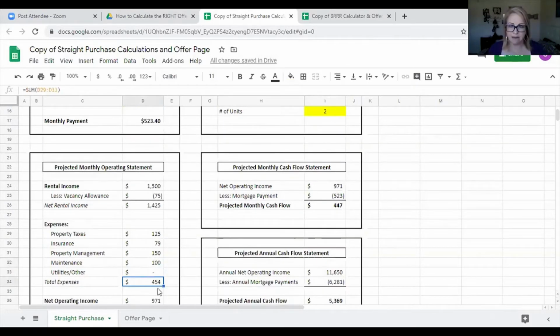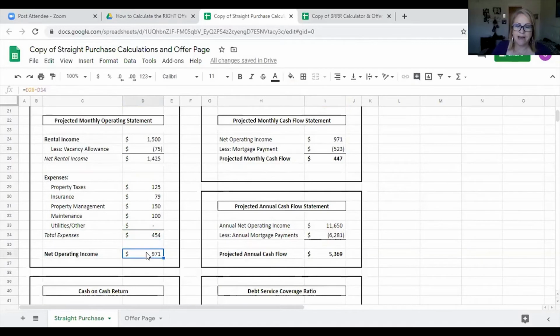Now remember, debt service is not considered part of the monthly expenses from an operation standpoint. The mortgage payment and debt service, same thing. All right, so the total expenses are $454, and so our net operating income is $971. Okay, so that means if you bought the property cash and you didn't have any mortgage, this would basically be your cash flow because that would be the end of it. There's no mortgage to pay.